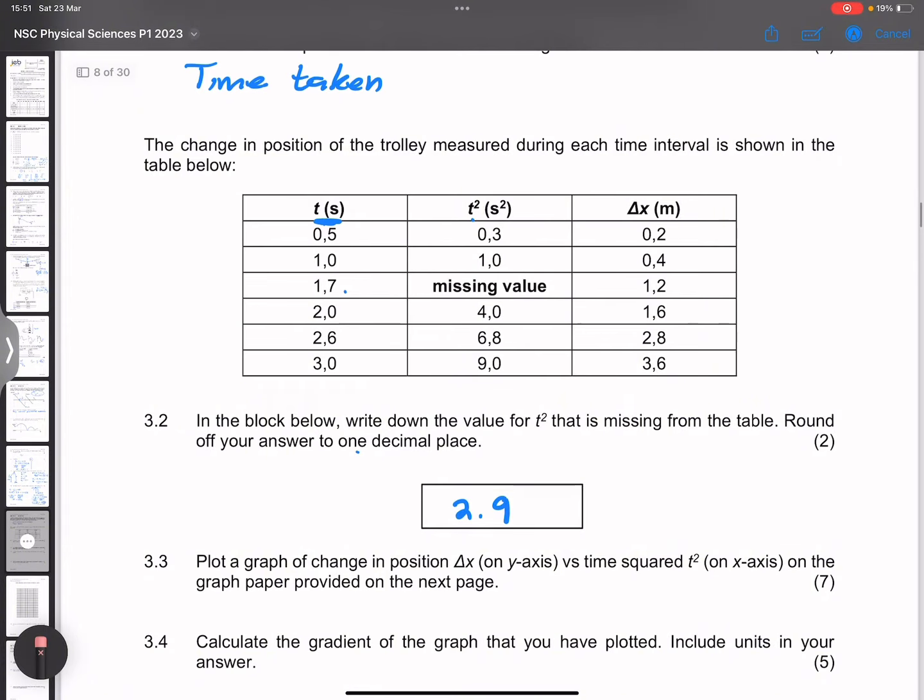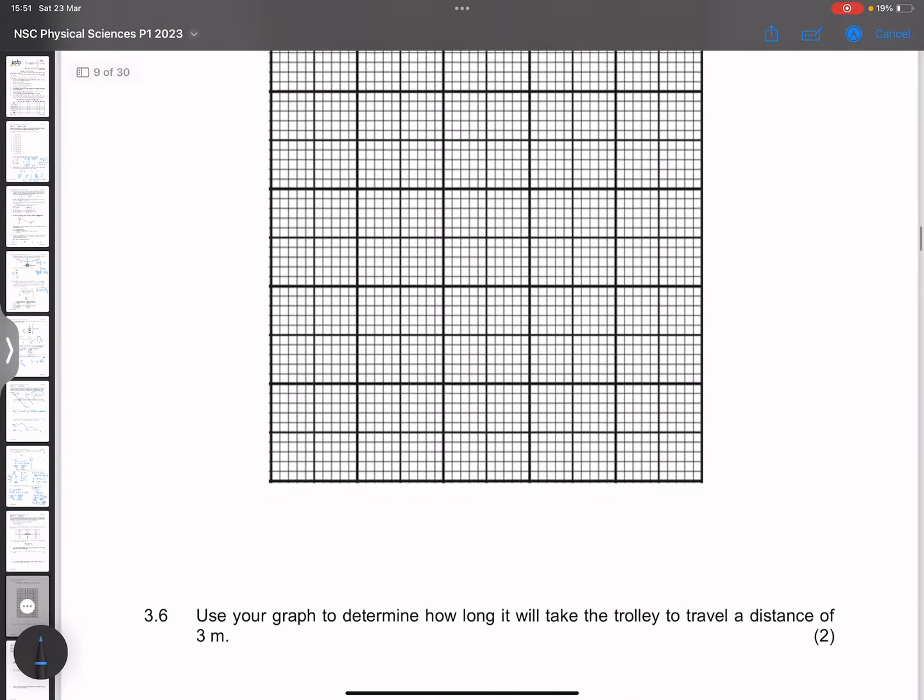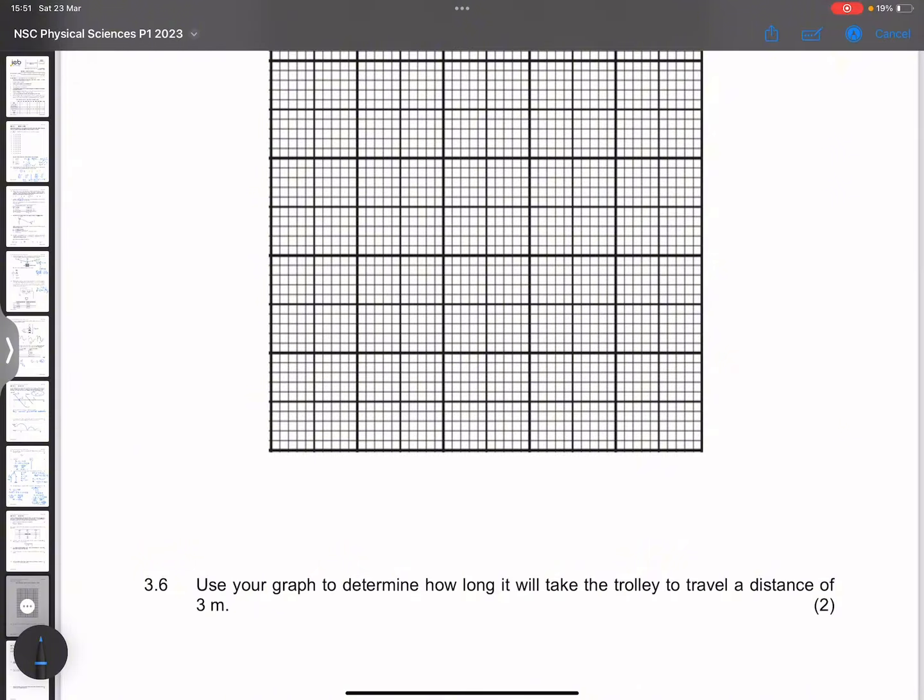So if I look at the time squared axis, the values go from 0.3 all the way to 9. That's our x-axis. So if we said 1, 2, 3, 4, 5, 6, 7, 8, 9, definitely it would be more than half of it. So that's exactly what I'm going to do. That's 1, 2, 3, 4, 5, 6, 7, 8, 9, and 10. So that would be my time squared axis. So this would be t squared, which is seconds squared.